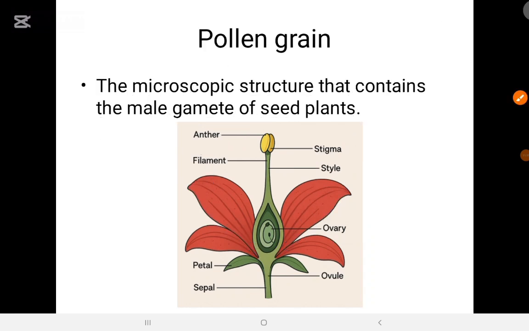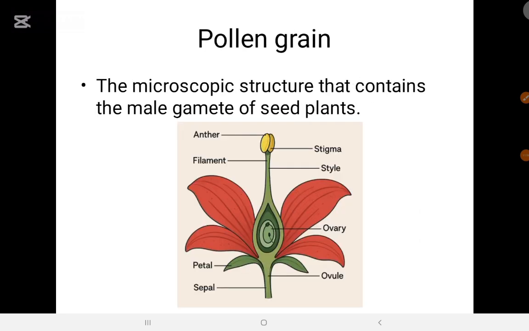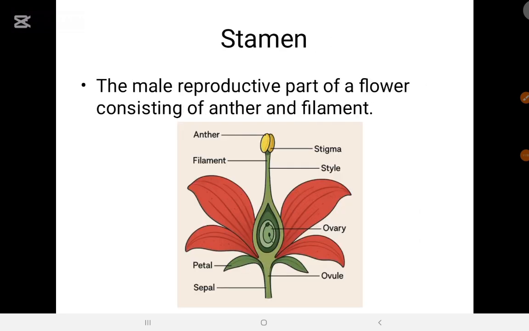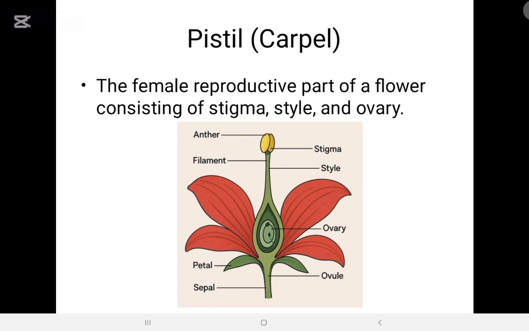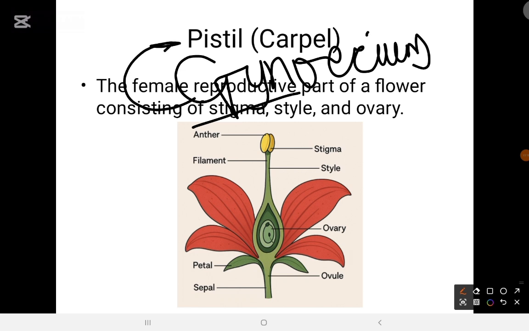Now, the next one is the pollen grain. Then for the female, the pistil, I forgot to mention that. That is called the gynoecium. Whenever I hear the word gyne, is that okay? You've heard gynecologist before. A gynecologist is a doctor of females. So gynoecium is another name for the pistil or carpel.